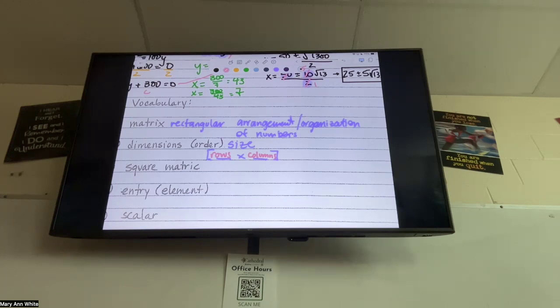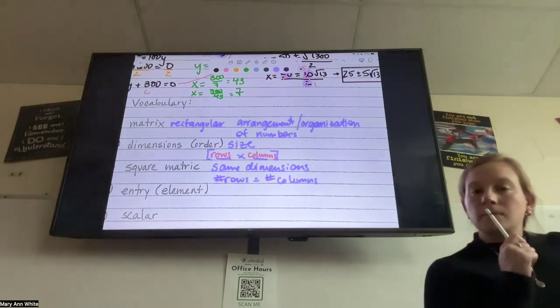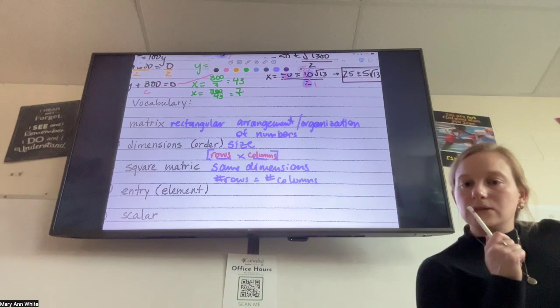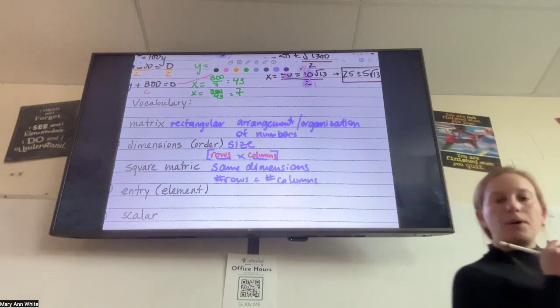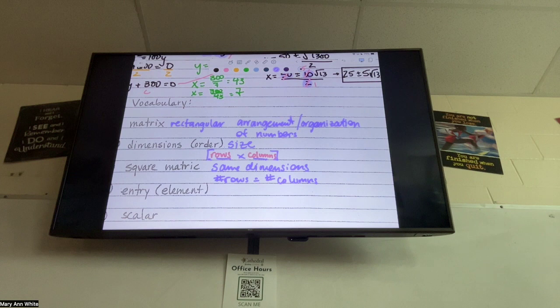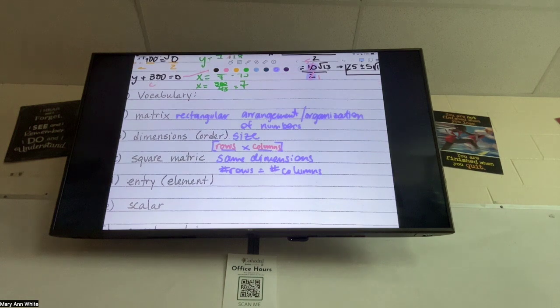Square matrices have the same dimensions, which means that the number of rows is equal to the number of columns. Number of rows equals number of columns. Okay, perfect. And then the last one before we go and do some of these, entry or element is each number in your matrix.